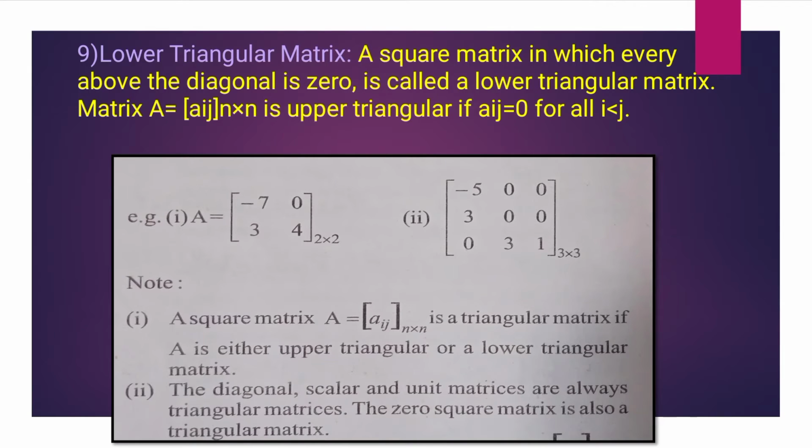Now this is the example, and the note is given that the first note is a square matrix A equal to [aij] n cross n is a triangular matrix if A is either an upper triangular or a lower triangular matrix. Second, diagonal scalars and unit matrices are always triangular matrices. The zero square matrix is also a triangular matrix.